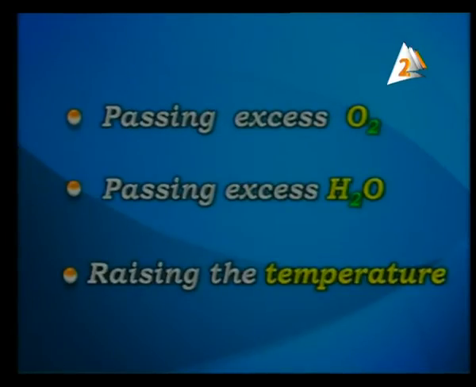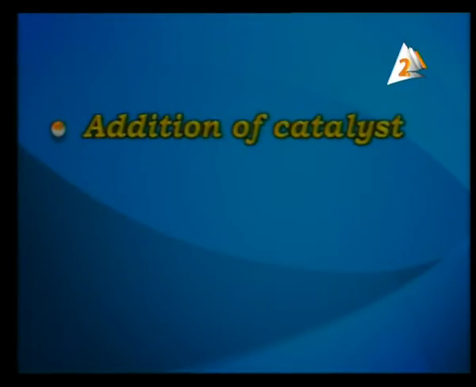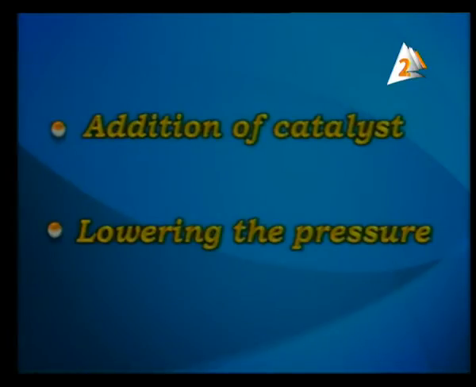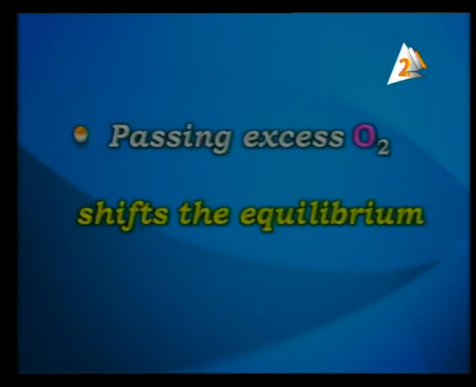Here we have three factors that happen in this reaction. What will happen for each one of them? Oxygen, water, temperature. This means you have addition of the catalyst. Do you remember this factor? Can we work without this factor? No, it's impossible because it helps to increase this. Look, you have lowering the pressure. All of them react together to give me this. Passing excess oxygen. Why? It shifts the equilibrium. We come back again to the main phrase, shift the equilibrium.